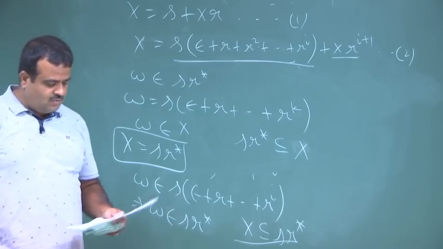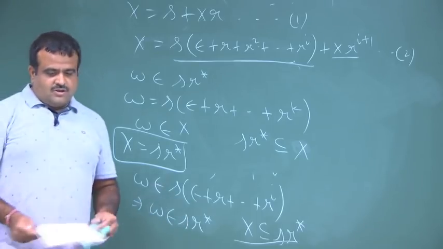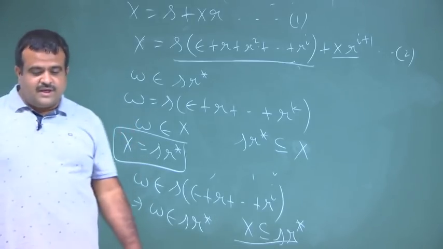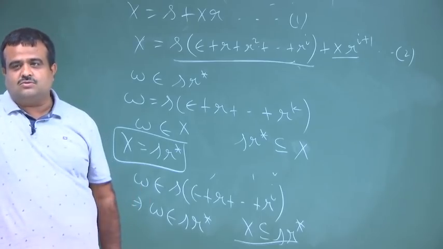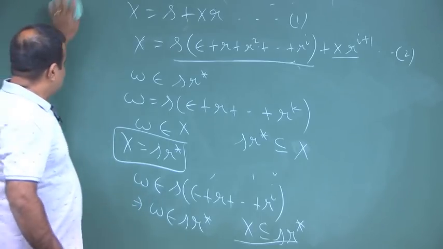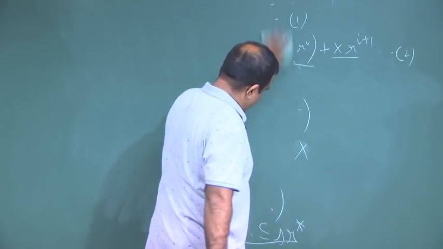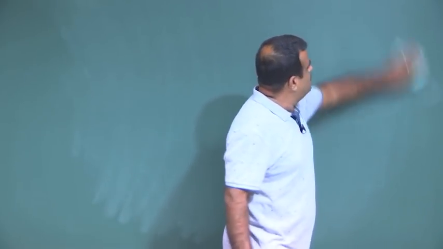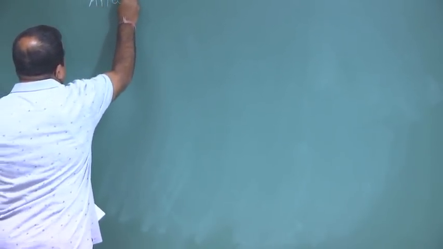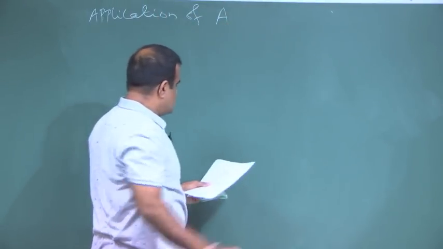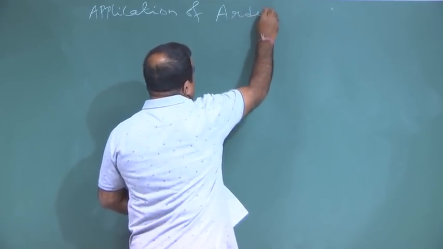This is the rough idea of the proof. Okay, so this is called Arden theorem. Now, using this, we have some applications to get the regular expression of the DFA. So, we will see how we can get the regular expression of a DFA. Application of Arden's theorem.